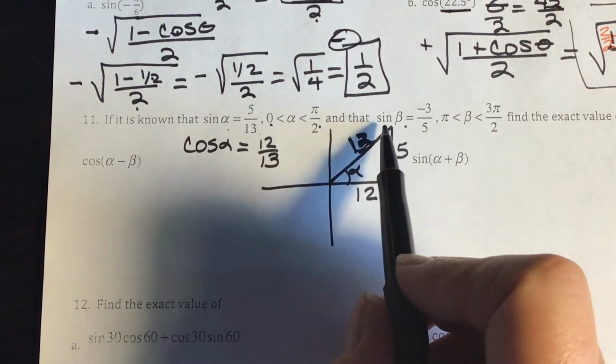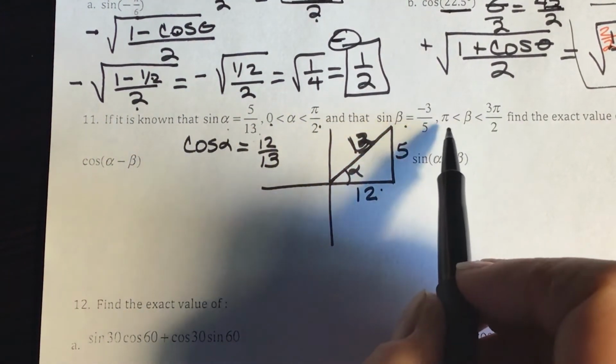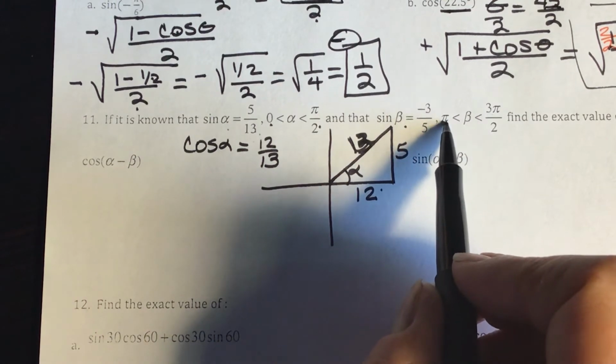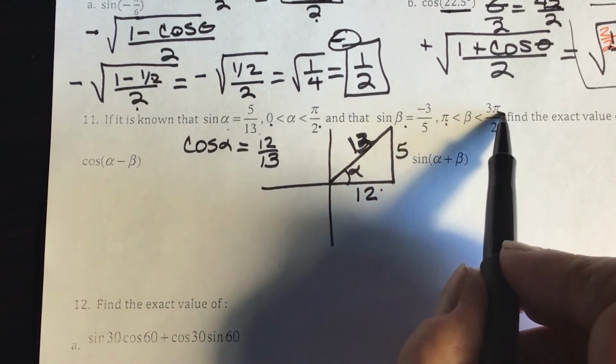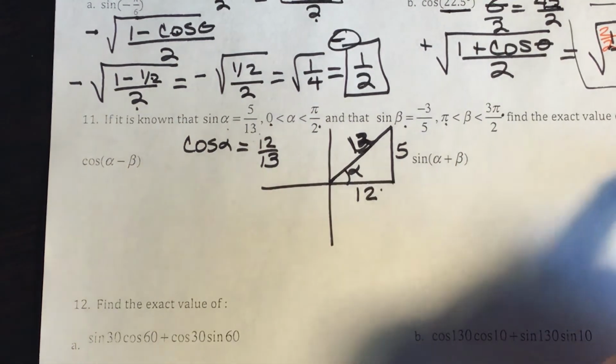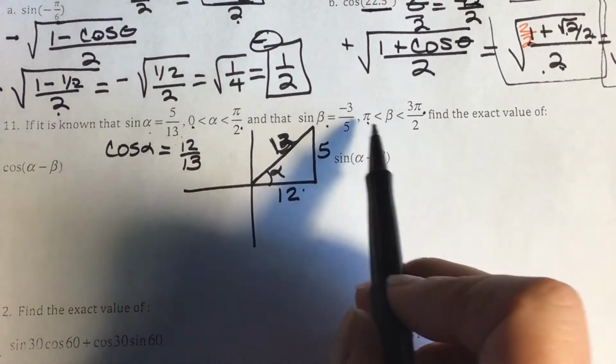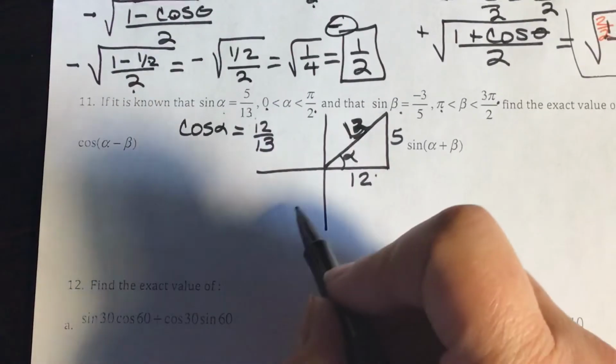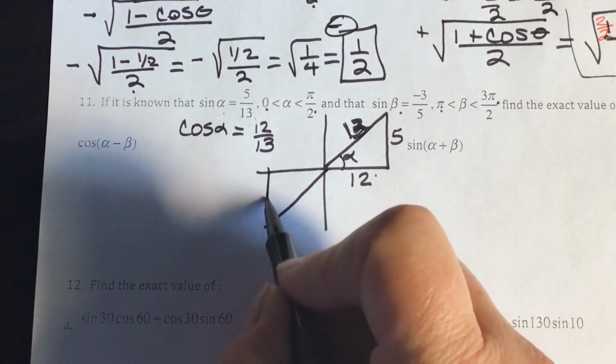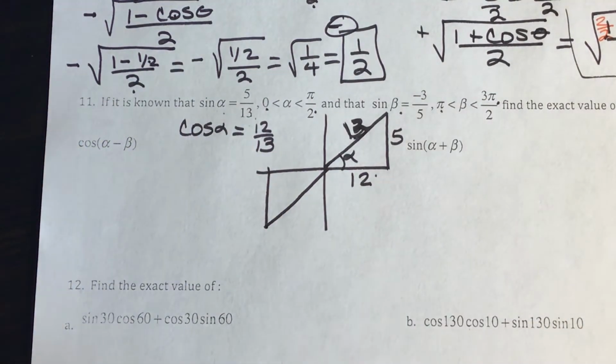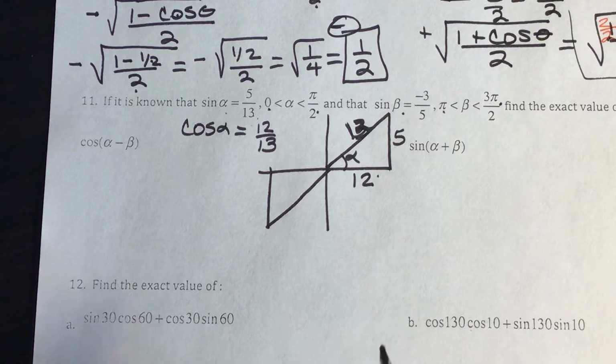Now for angle B, this has to be between pi and 3 pi over 2. So I can draw another triangle over here, but since this is in the third quadrant, I'm just going to save space and draw it on the same unit circle.